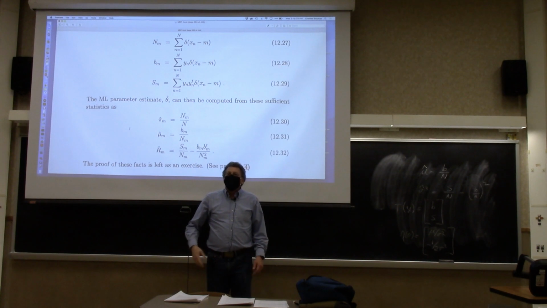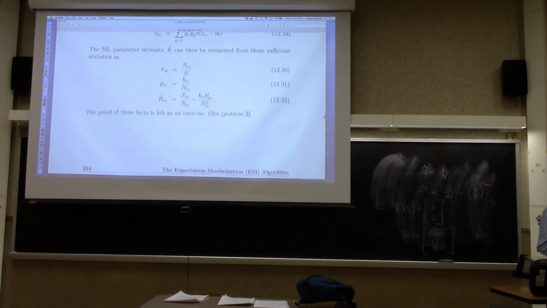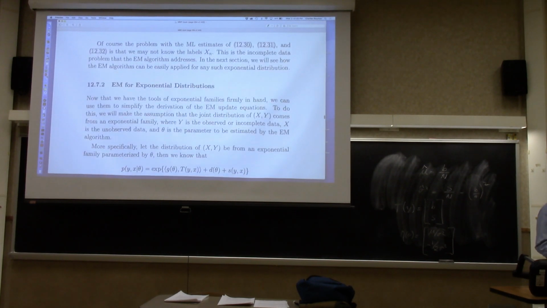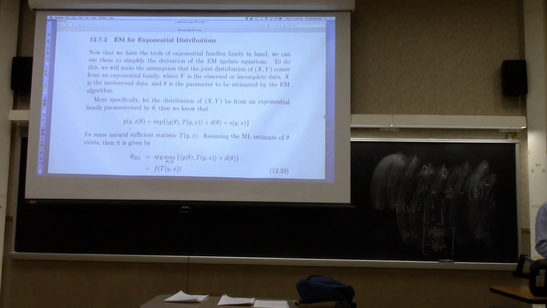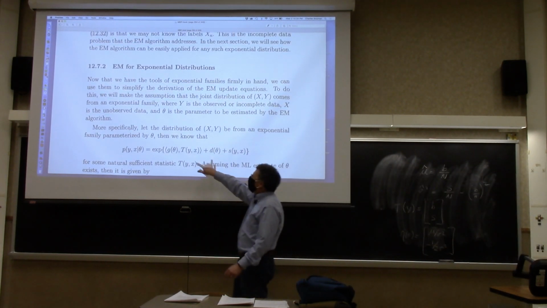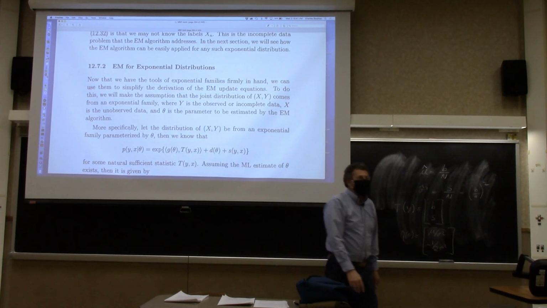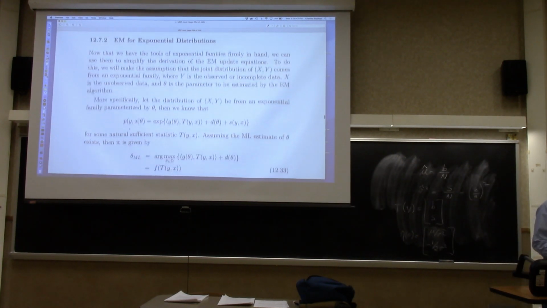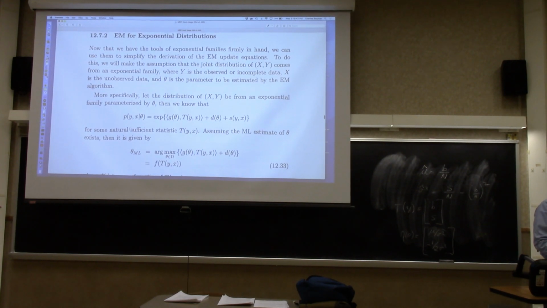But then what happens when it's incomplete? Here's the powerful magic: EM for exponential distributions. If it's an exponential distribution, it has this form. That was the assumption of an exponential distribution. Keep your eyes open, because the magic is going to occur very powerfully and very shortly, and if you blink your eyes it'll go past.